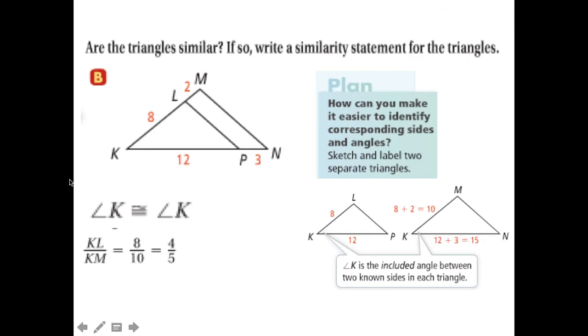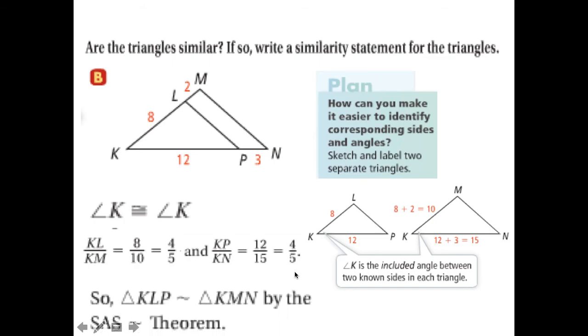When they compared KL of the smaller triangle over the larger triangle in a ratio, it reduced to 4/5. Then when they did another side of the smaller over the larger, it also reduced to 4/5. So we can conclude that these two triangles are similar based on the SAS theorem.